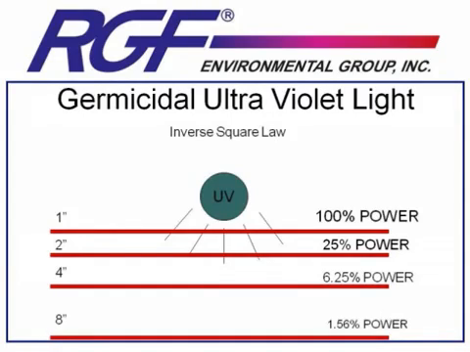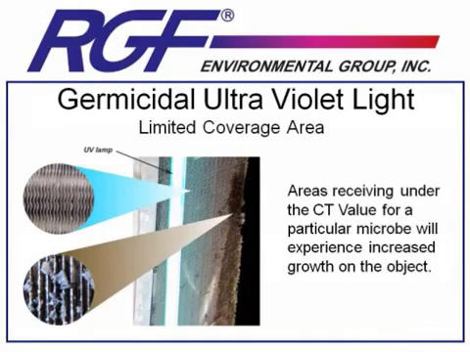When you compare that to air moving through an HVAC system at 5 to 10 miles an hour, it's only going to be exposed to that lamp for a split second, meaning if it doesn't literally come close enough to touch it, it's going to have no long-term effect on moving, passing microbes. The picture in this slide tries to illustrate the concept. Areas receiving under the CT value for a particular microbe will experience increased growth on the object. As you can see here, as you get farther away from a UV lamp, the power is no longer sufficient to stop mold growth, even on a surface that isn't moving.